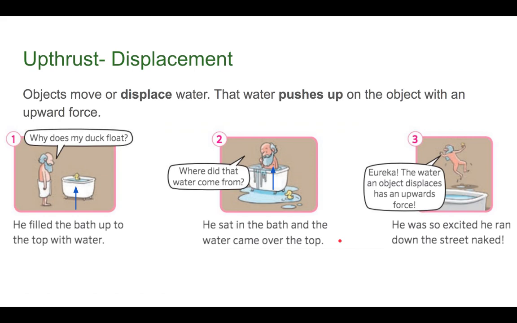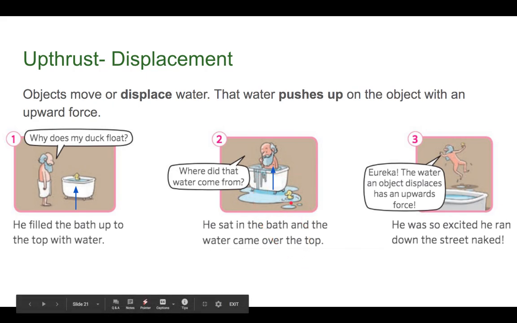Upthrust was discovered by Archimedes, and he discovered it when he was in the bathtub. He saw his duck floating. He got in the tub, and it moved the water outside of it, and he realized that it's because his body moved the water. So here's the tub empty with just the duck. When Archimedes got inside the tub, his body took the place of where the water used to be, and it pushed the water out onto the ground. So he realized that the water an object displaces has an upward force. It pushes things up and out over the tub.